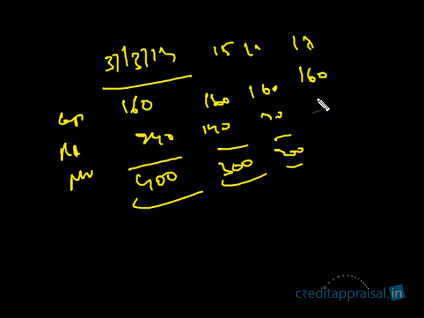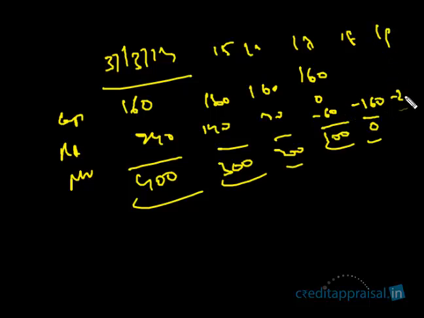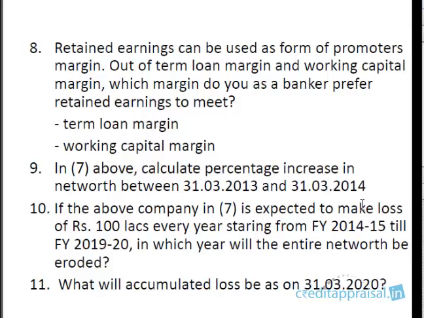So this will be 0, but accumulated loss will be minus 60, right? Accumulated loss will be 60. In effect, it will be minus 60 on the liability side. This will be 100. So 18, net worth is becoming 0. So accumulated loss is minus 160 here. 19, accumulated loss is 260, right? And 20 is going to be minus 360. The answer is minus 360. Accumulated loss is going to be 360 as on 31/3/2020. Right? Please be clear on this calculation.